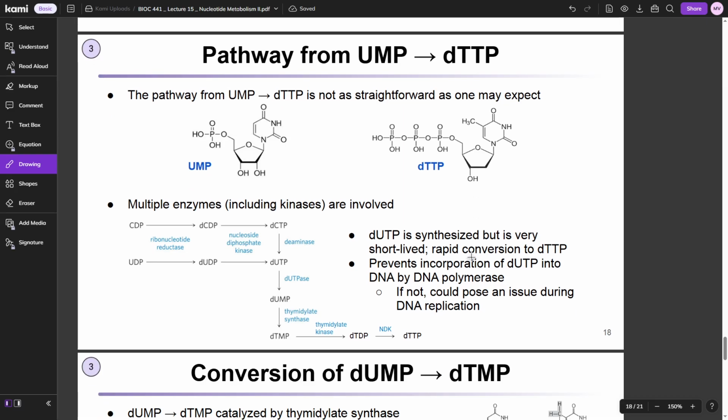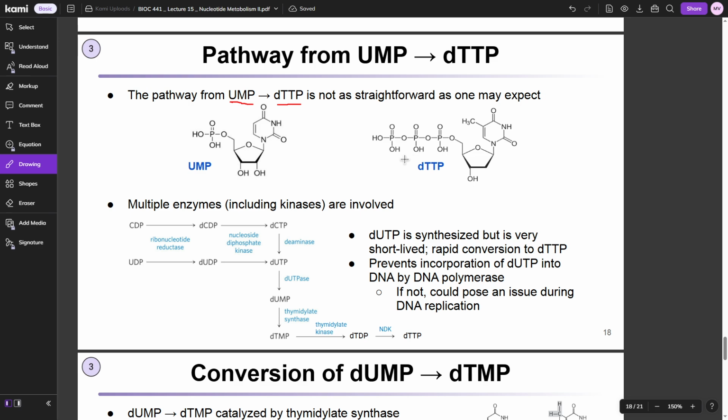So this is just the pathway for UMP to dTTP. I think this was not really, I guess it wasn't really talked about in the earlier lectures, but the pathway for UMP to dTTP is a bit of a mess.